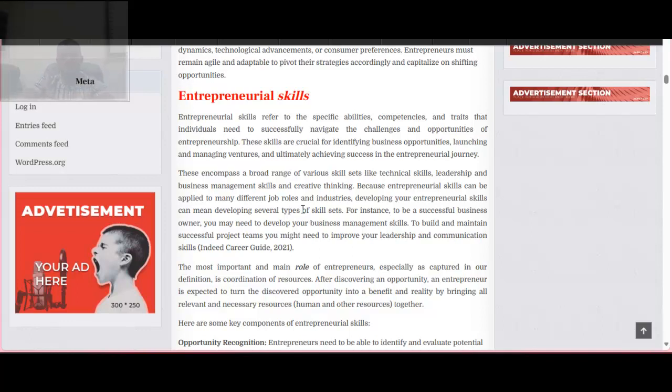This encompasses a broad range of various sets of skills: the technicals, the leadership, the business management skills, and creative thinking skills. All those skills, equip yourself with them so that when you eventually launch, among competitive markets, you stand out. Okay? So you read more. In the second video, I'll use entrepreneurial skills. I have components of entrepreneurial skills: opportunity recognition, creative innovation, risk management skill, strategy planning, financial management. Please, you can read more about this.